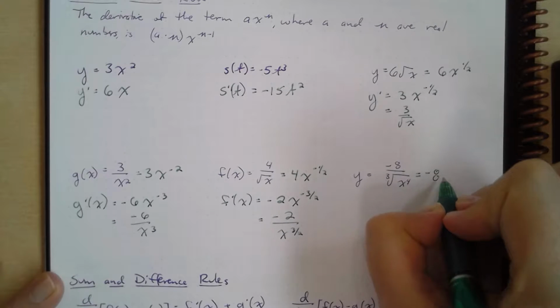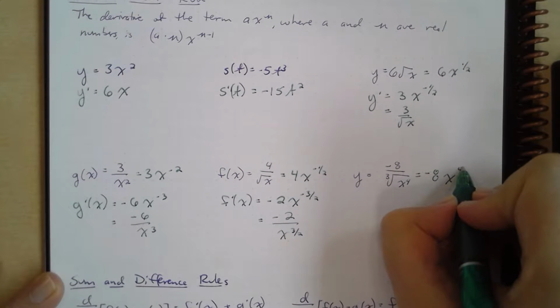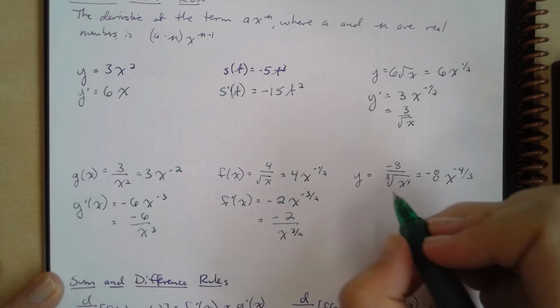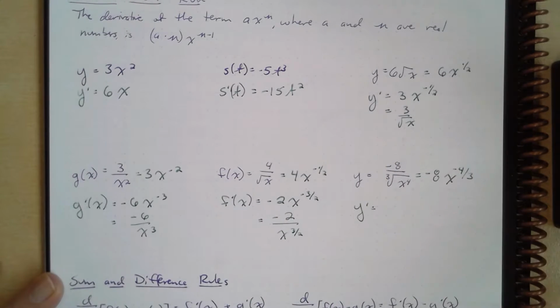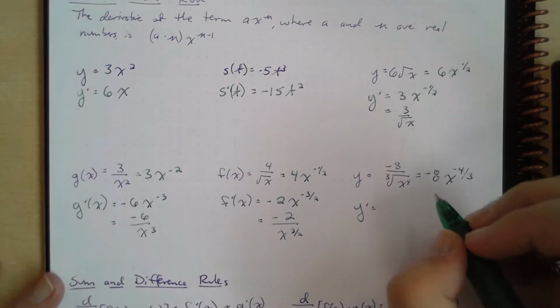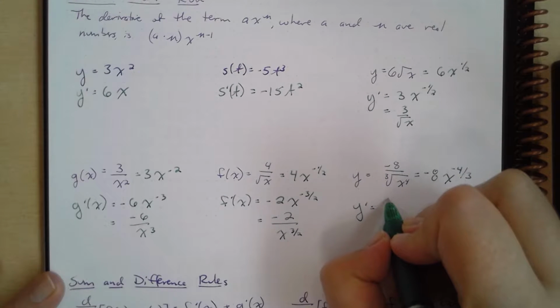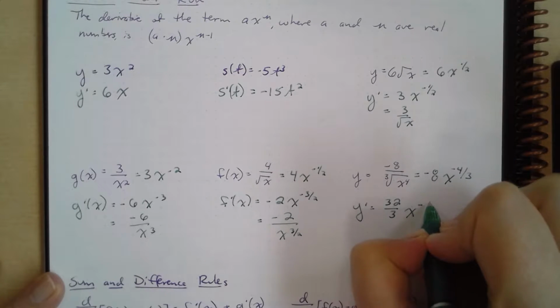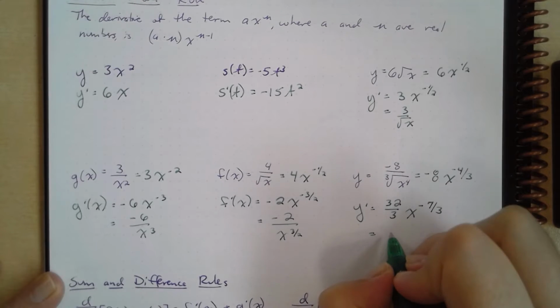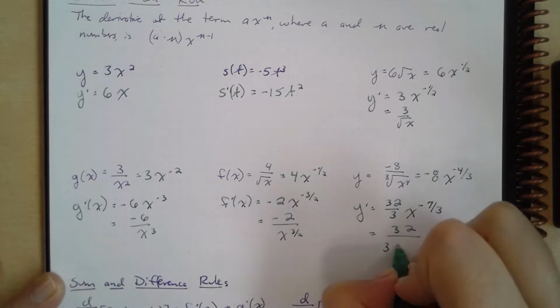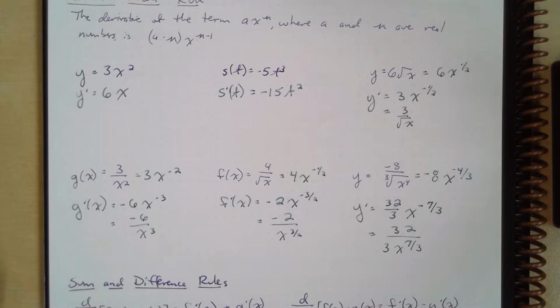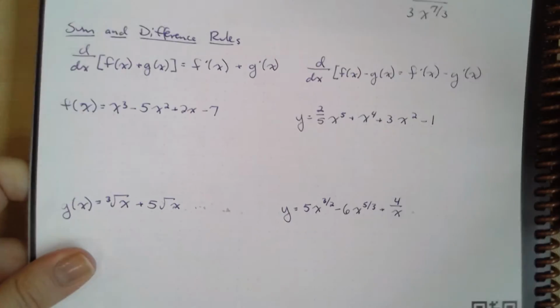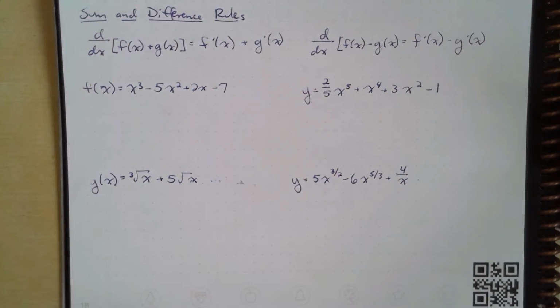We've got negative 8x to the negative 4/3, right? So y prime is going to equal negative 8 times negative 4 is a positive 32/3, x to the negative 7/3, and I can rewrite that as 32 over 3x to the 7/3. All right. Hopefully that made sense to you, just advancing on what we did with the basic power rule earlier. So now let's talk about sum and difference rules.